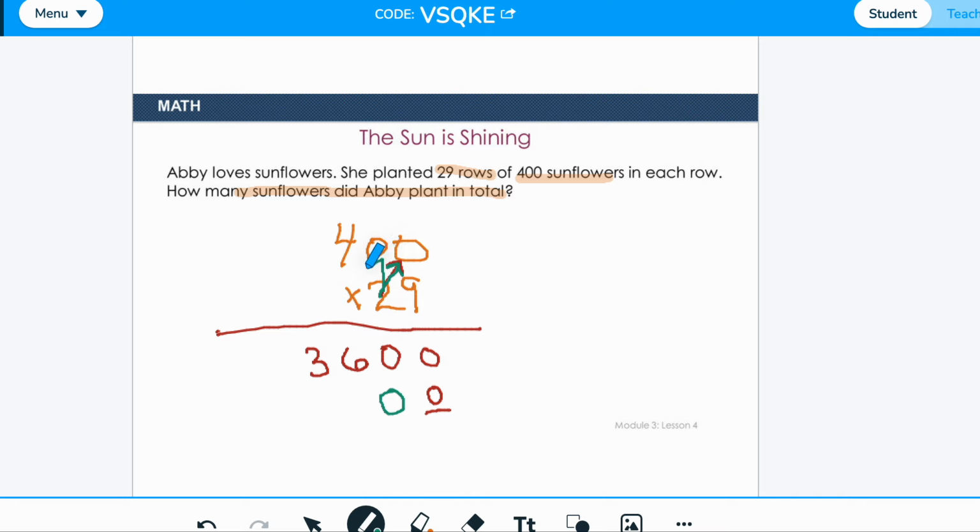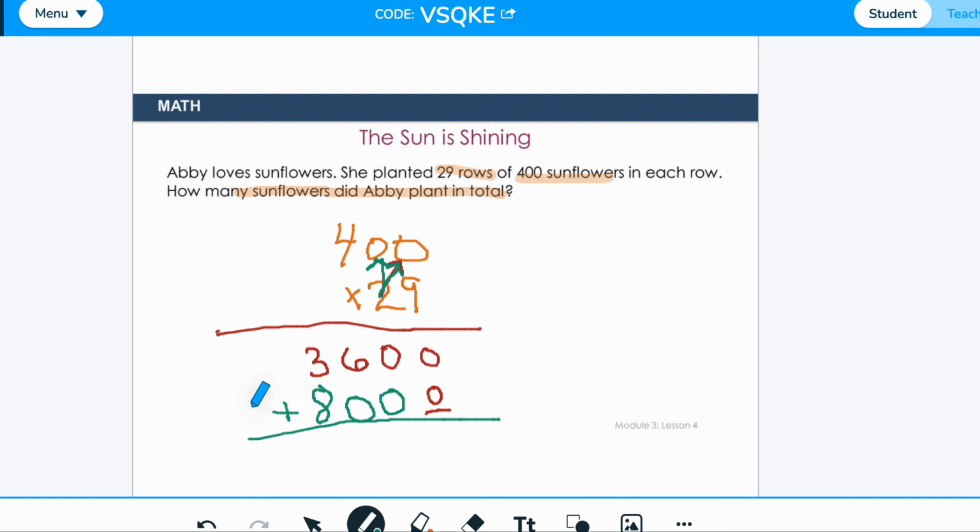Then I'm going to take 2 times the 0 in the tens place value. So this is saying 20 times no groups of 10. Well, that's still no groups. Okay? Then I'm doing 20, or my 2 right here, because this is 29. So 20 times 400. Well, I know 2 times 4 is 8. But if I have 20 groups of 400, I'm going to get the number 8,000.